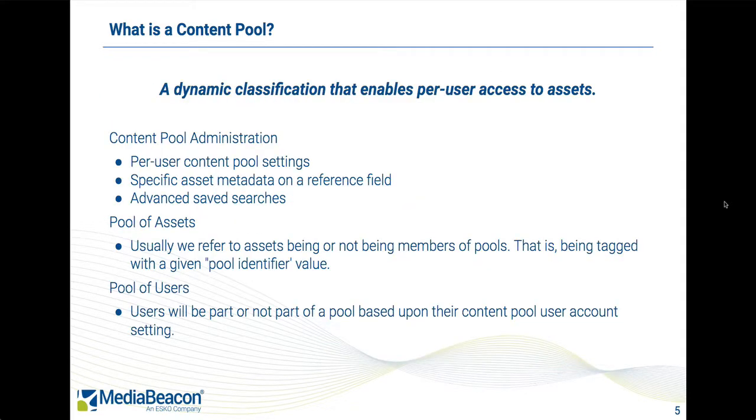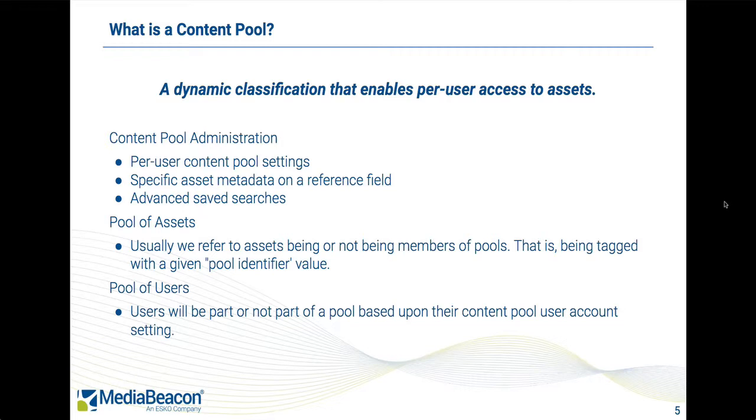A content pool is a dynamic classification that enables per user access to assets. You can look at it in a couple of different ways. A content pool can be defined from the administrator's role. It's a per user setting inside the user account. It can also be looked at as specific asset metadata on a reference field, and it can be looked at as some advanced saved searches that are used to make the content pool operate correctly.